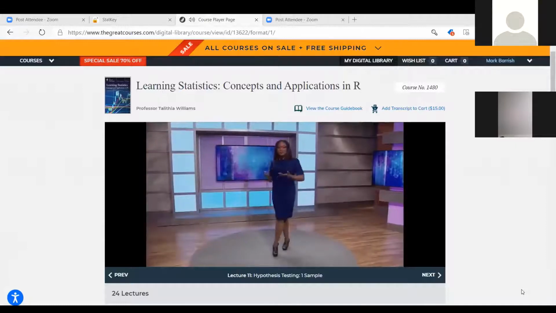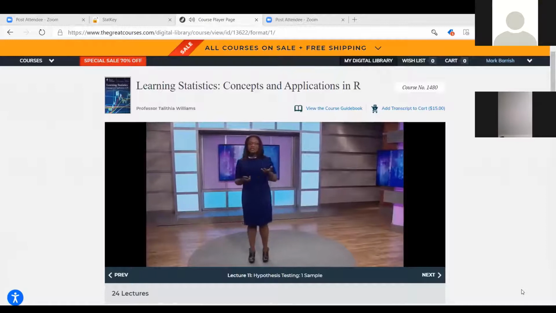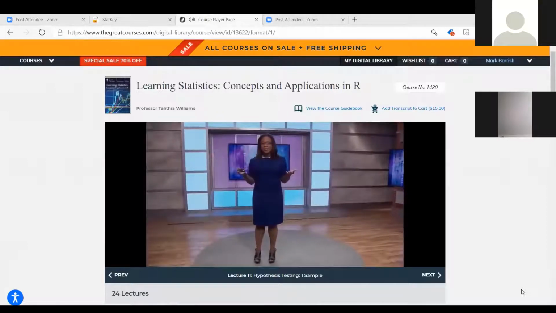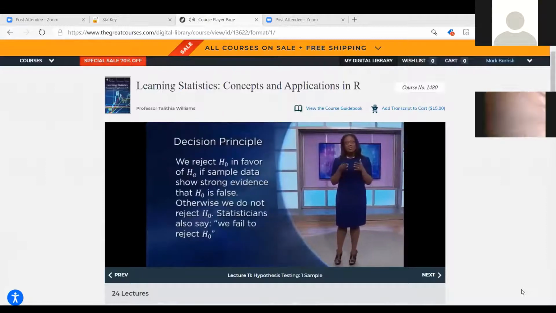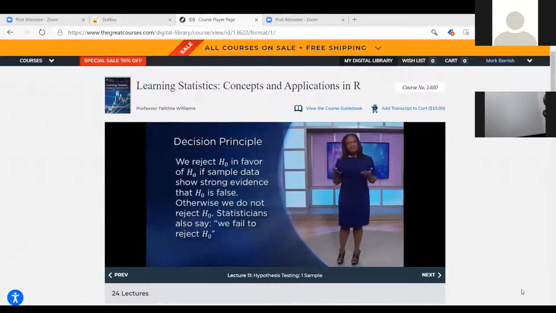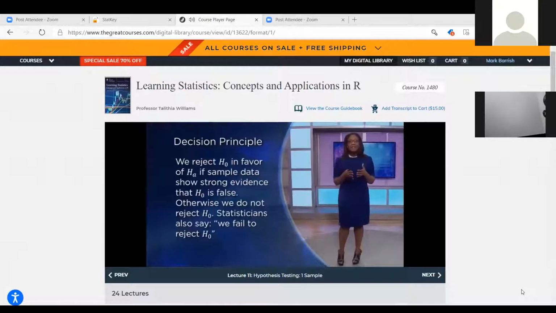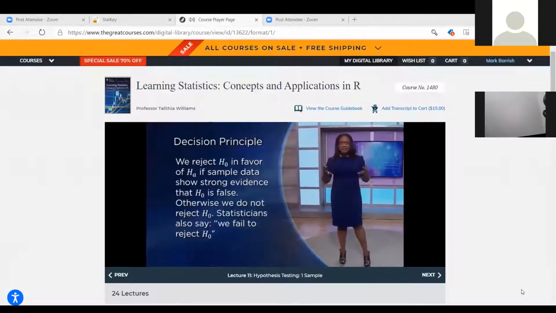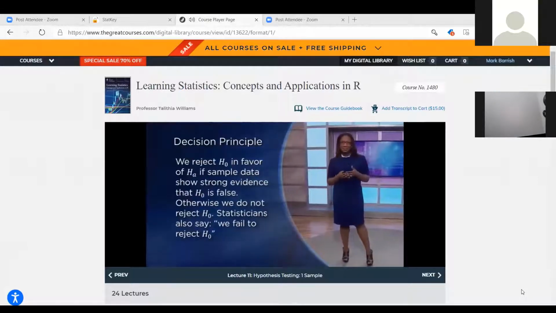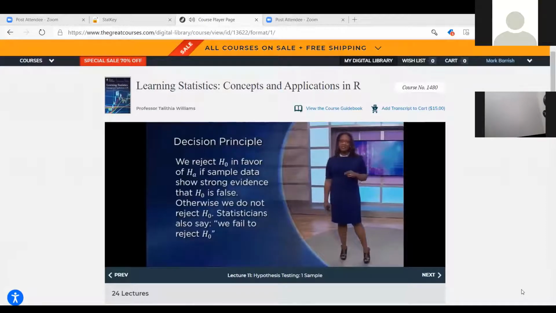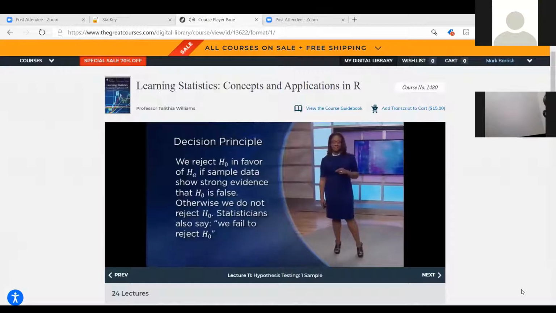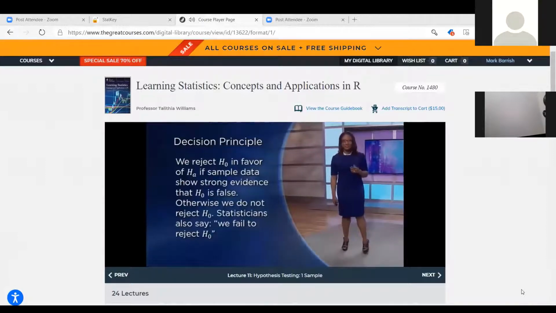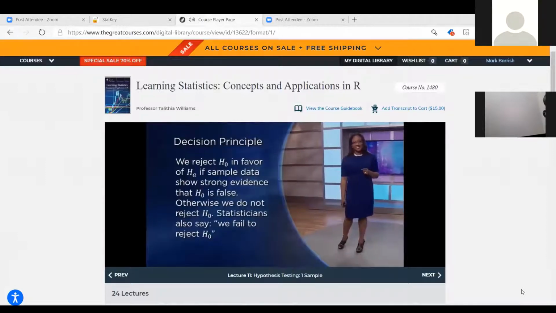And so we need a way to decide between the null hypothesis and the alternative. And this is what our decision principle is. We're going to reject the null hypothesis in favor of the alternative if our sample shows some strong evidence that the null hypothesis is false. Otherwise, we don't reject it. Statisticians also say we failed to reject H naught, like it's a failure if we can't reject the old theory.